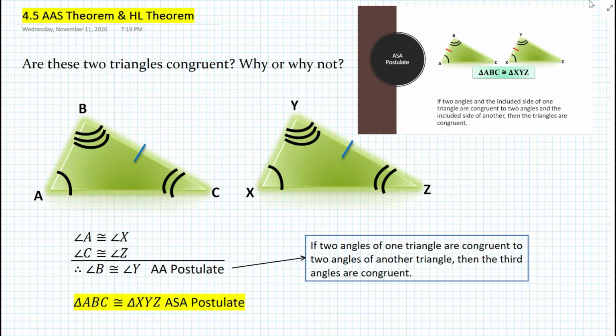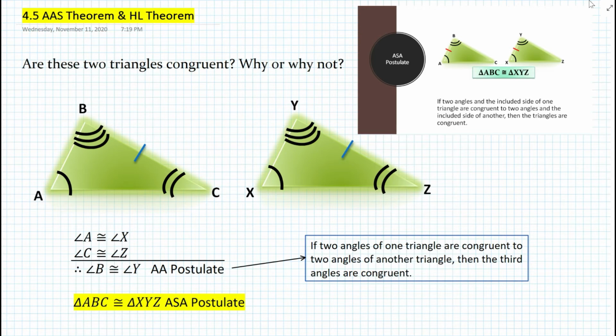So if we think about this, we have just proven something that is always going to be true. That if you have two angles and the non-included side of a triangle congruent to two angles and the non-included side of another triangle, then it always must be true that the triangles are congruent. And the fact that we have just proven this, and it's always true, it now becomes a theorem. And also, since we have two angles and a side, we want to differentiate that from the ASA postulate and just call it the AAS theorem.